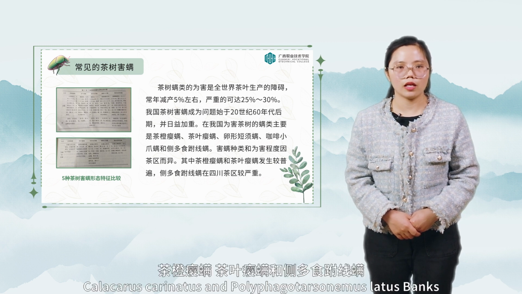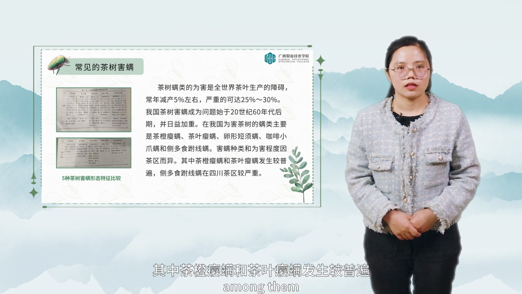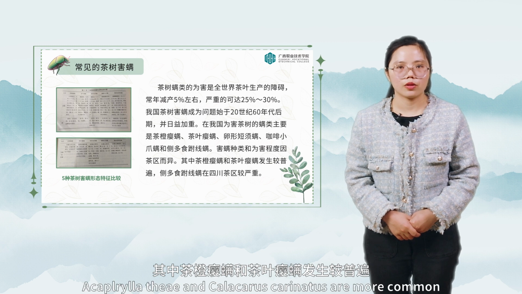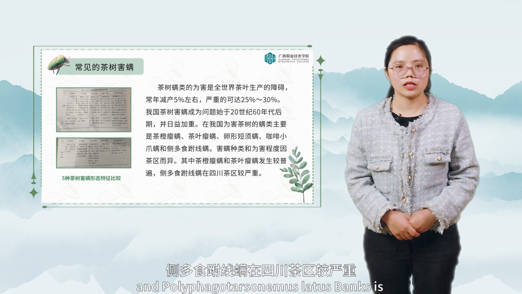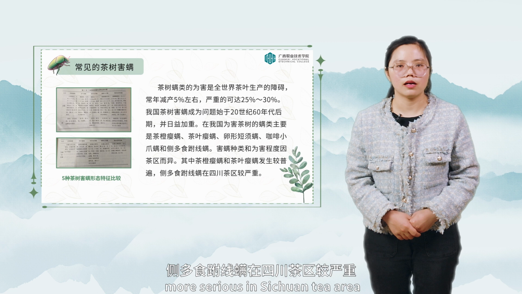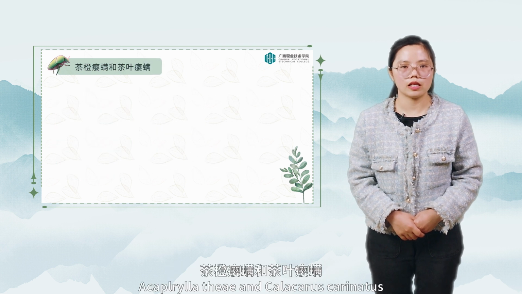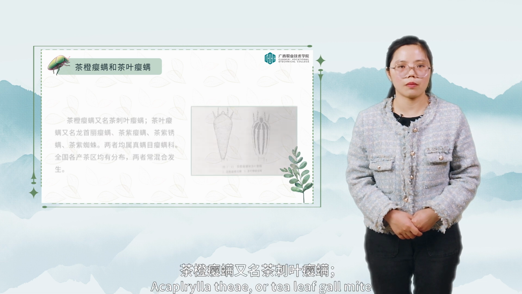Acaplerylanthe, Calcareous carinatus, and Polyphagotarsonemus latus banks. The species and degree of harmful mites vary from tea area to tea area. Among them, Acaplerylanthe and Calcareous carinatus are more common, and Polyphagotarsonemus latus banks is more serious in Sichuan tea area. Then we will learn about Acaplerylanthe and Calcareous carinatus.